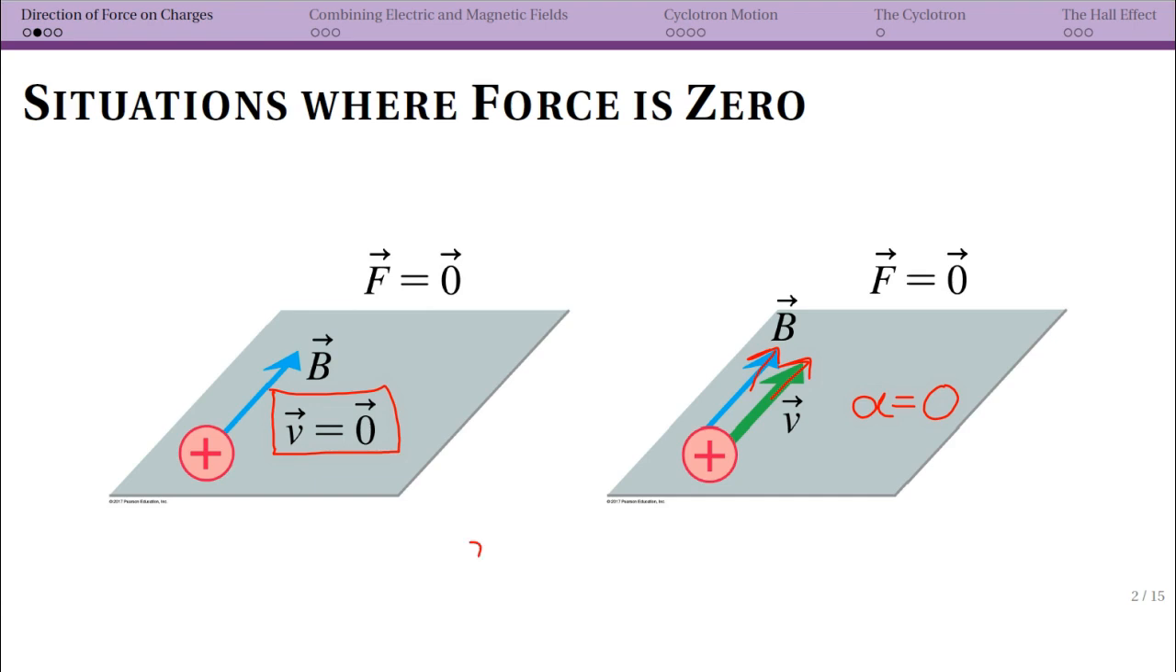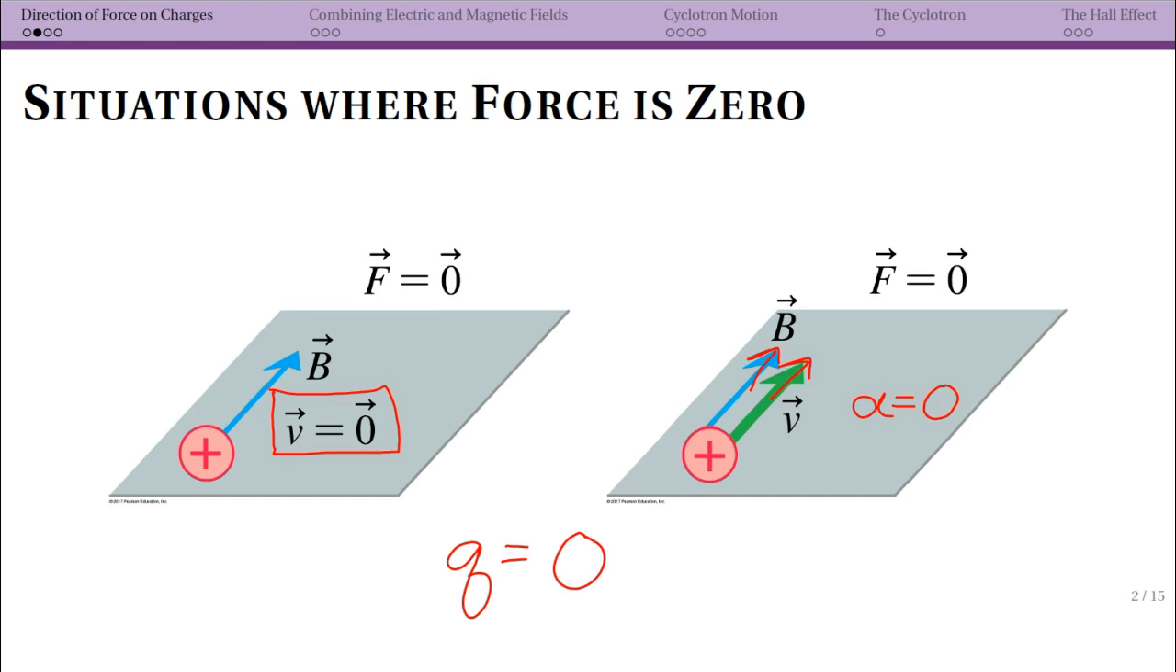The third case is if it's not actually charged, if q is equal to zero. So please keep that in mind, that if you have a neutral particle, there won't be a force on it, that it actually needs to be a charged particle. So the other thing to keep in mind is that all of these pictures have actually been for positive particles.